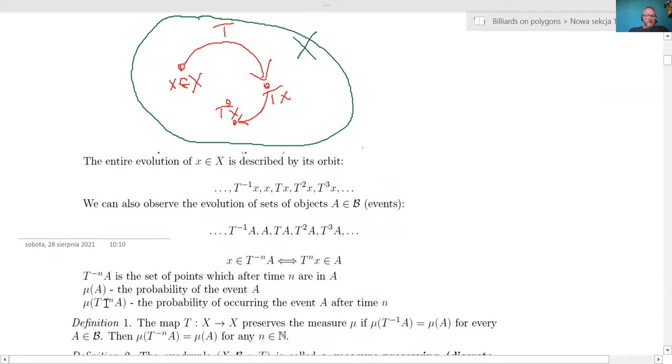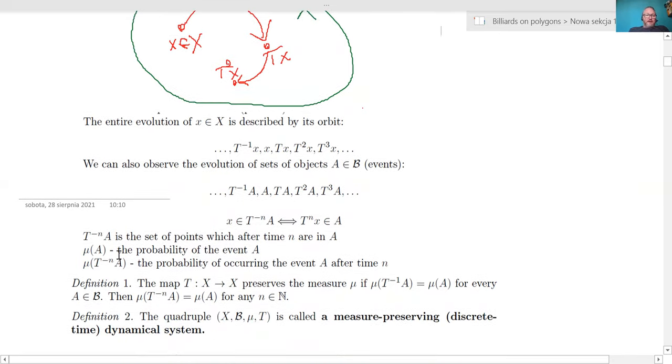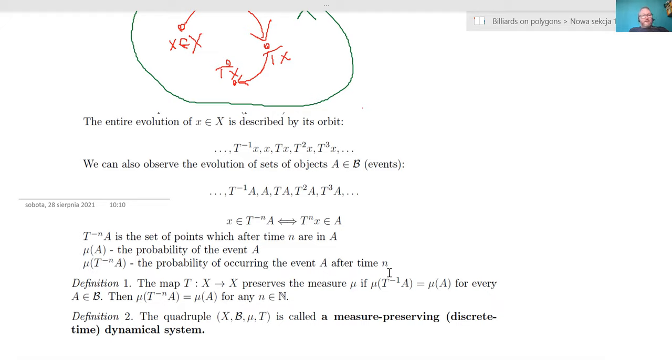Okay, so what else? The measure of the event A can be seen as the probability of this event. This is the natural interpretation, which you know. And then the measure of this pre-image can be seen as the probability of the event A occurring, but after time n. And this way we can pass to the definition of a measure preserving dynamical system.